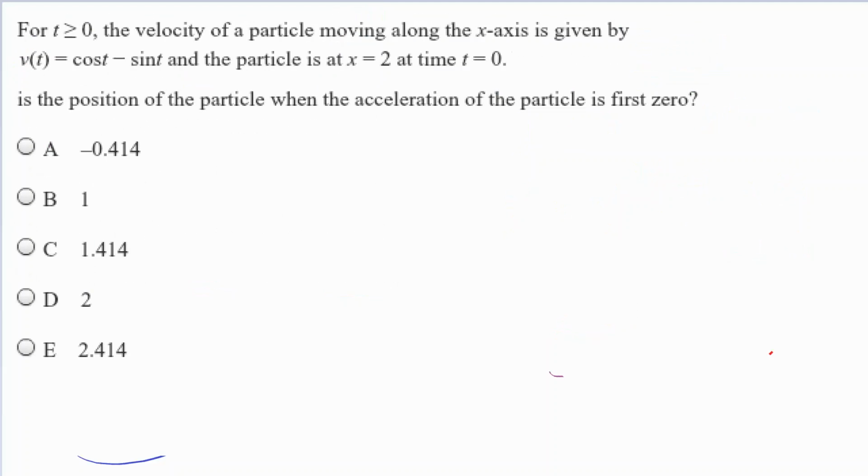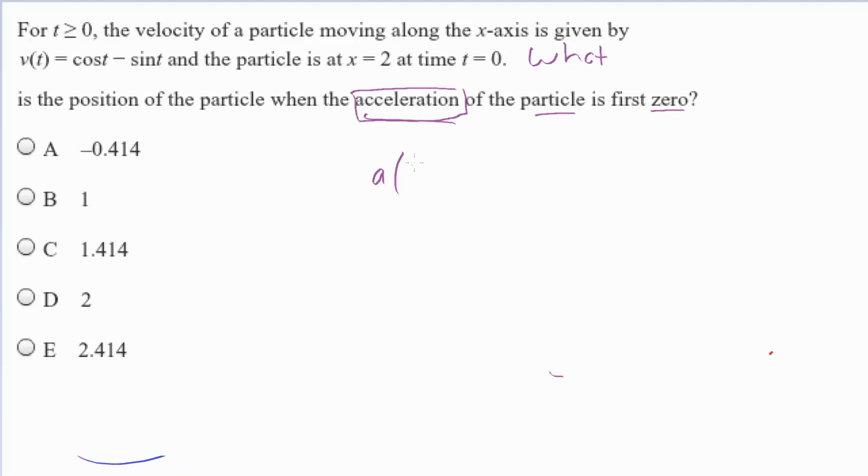All right. For t greater than 0, the velocity of someone walking along the street is given by v of t, and the particle, the person, is at 2 at time 0. I think I cut off a part. What is the position of the person when the acceleration of the person is first 0? So I guess I'd solve the last part first. It says acceleration. When is that 0?